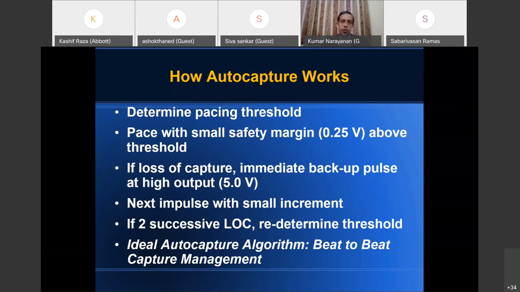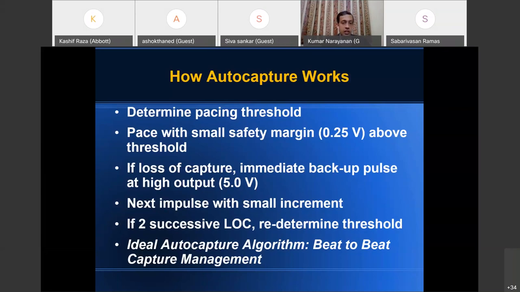On the other hand, if you have two successive loss of captures, it runs the threshold test all over again, determines what the threshold is now, and then again sets a small margin of safety above it, and goes ahead in that way. Now, the ideal auto capture algorithm should be doing this on a beat-to-beat basis. That is a very reliable auto capture mechanism where you can confidently allow this minimal increment in output to be programmed.